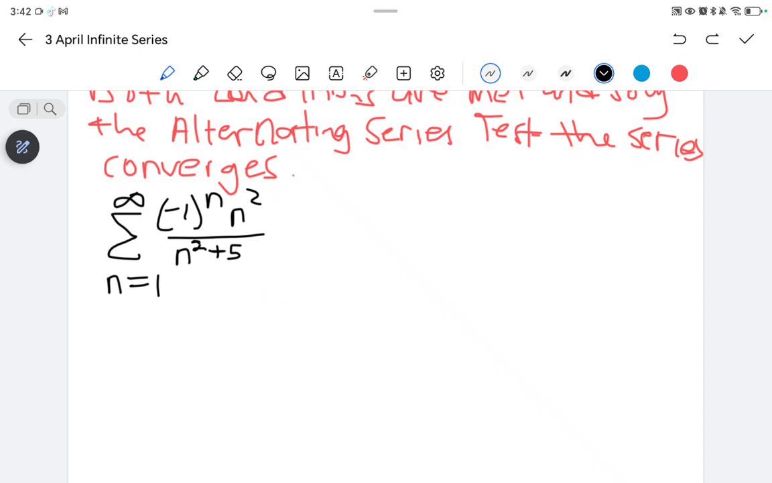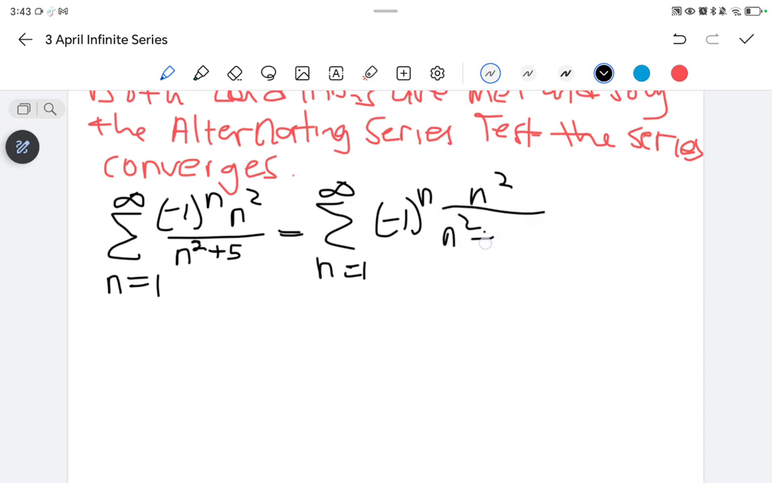So now we have this. I can still write it as this, right? I can say that this is equal to minus 1 to the n, I separated this, n squared over n squared plus 5. Then I let a of n be equal to n squared over n squared plus 5.